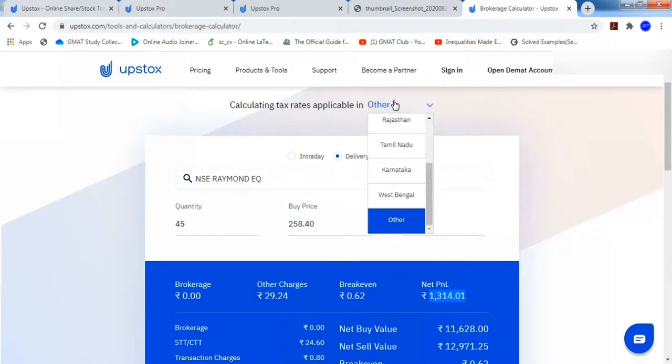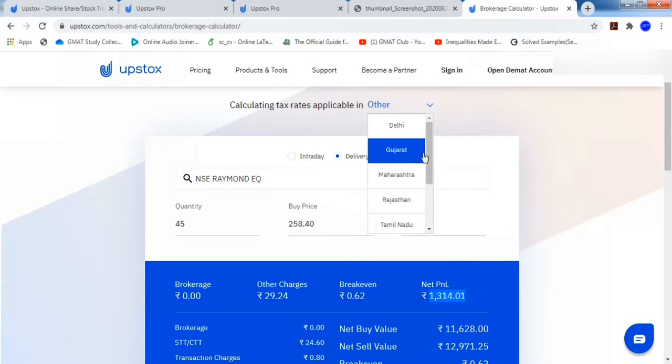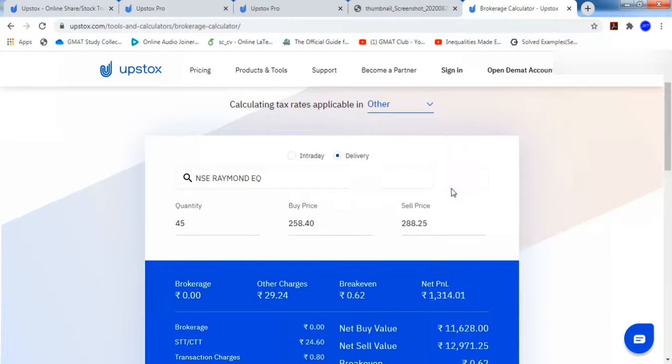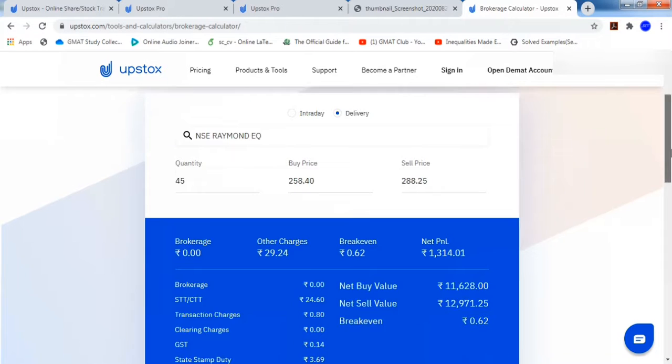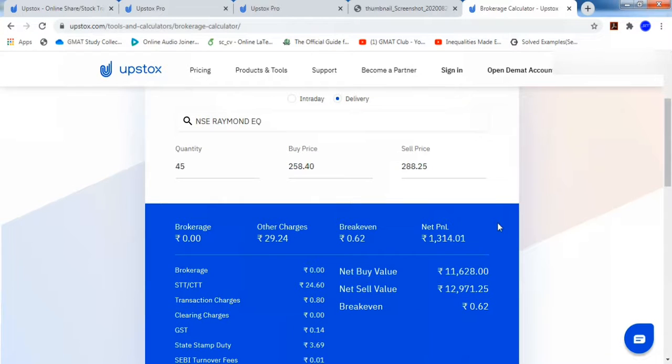We have a few states here, not all. So select your state, select the stock, put delivery, put the quantity, put the average buy price you see in your holdings, and put the average sell price you see in your positions, because it is very important to see this as well. If we don't do this calculation, we will not know exactly whether we are making 10% into our hand, or it is just 10% profit in the stock.